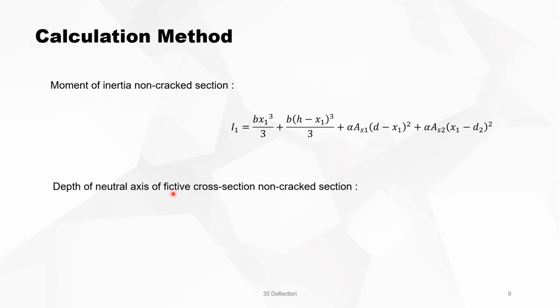The depth of the neutral axis, because there is an x1 in, the depth of the neutral axis of the fictive cross-section, non-cracked section, is equal to that. So this is no more or no less than the point of gravity of the fictive cross-section, and this is the moment of inertia of the fictive cross-section. The fictive cross-section is the compressed concrete section plus alpha times the steel.